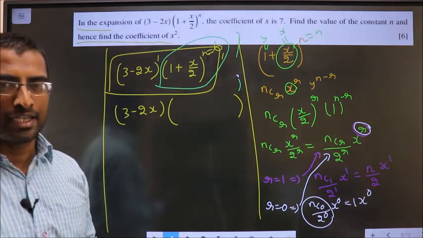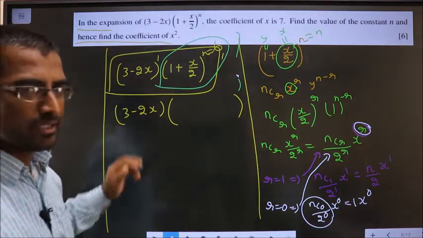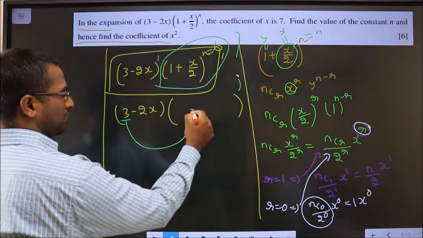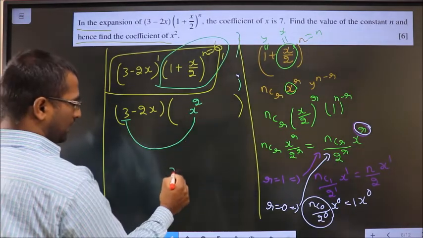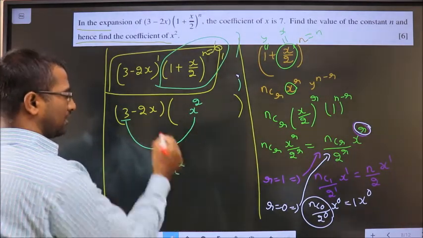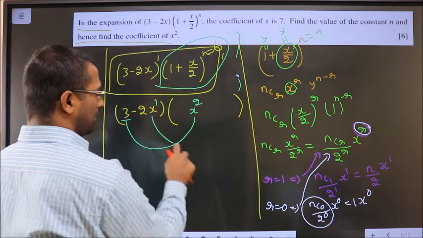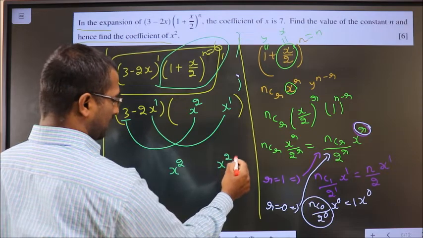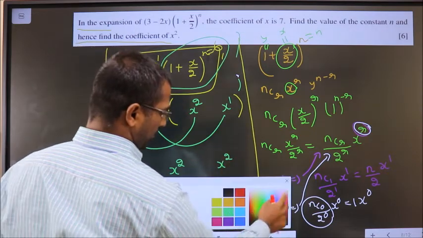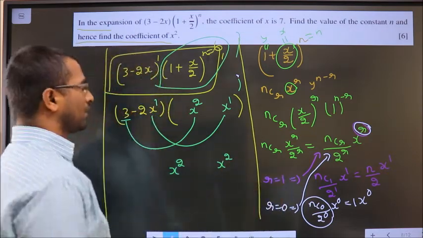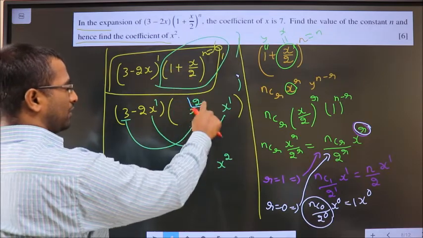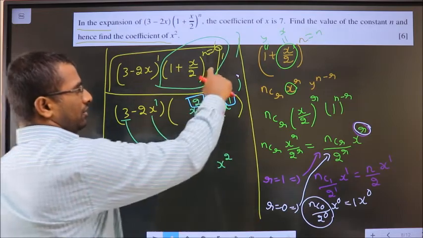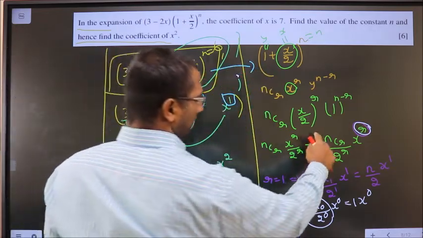Now how do we decide that? Based on this. 3 should be multiplied with x square. Only then it will result in x square. Here x power 1 should be multiplied with x power 1, only then resulting in x square. Clear? Now, in this bracket I need to find the coefficient of x power 2 and x power 1. For this bracket the general term is this one.